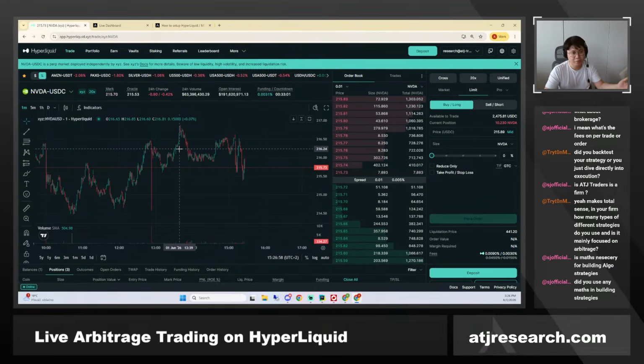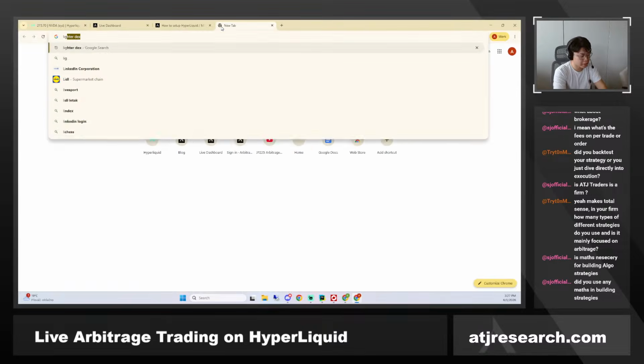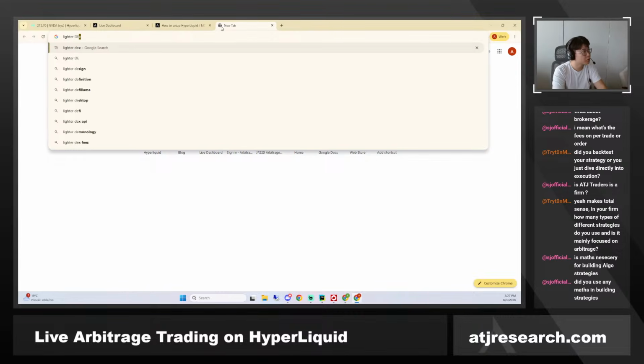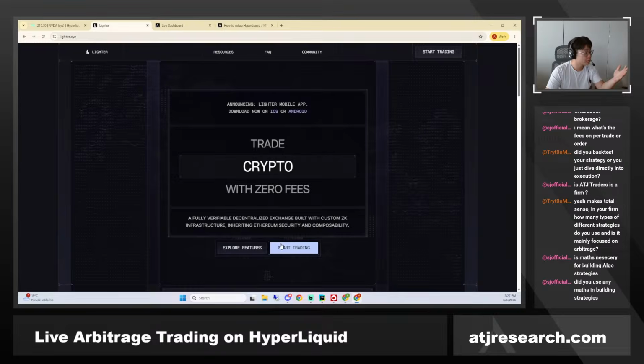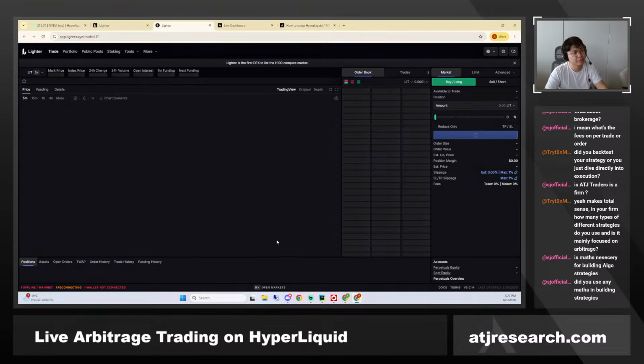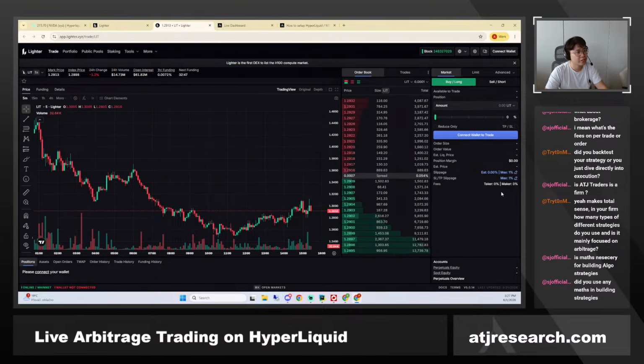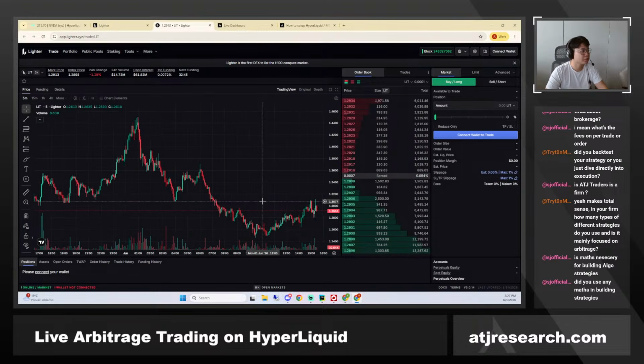And you can also, for example, run the same strategy on Lighter, which is also another DEX, right? So here on Lighter, you can do the same thing as on Hyperliquid, but it's just another exchange. Here you have zero taker maker fees, so we can run the same strategies here as well. So it's all about screening the market and looking for the best opportunities throughout the day.